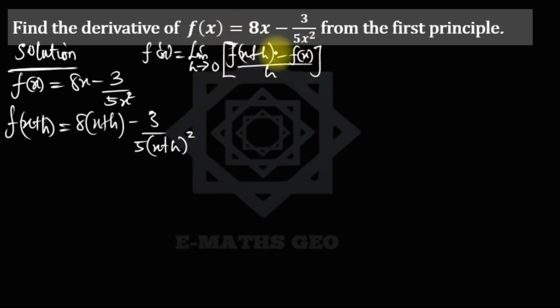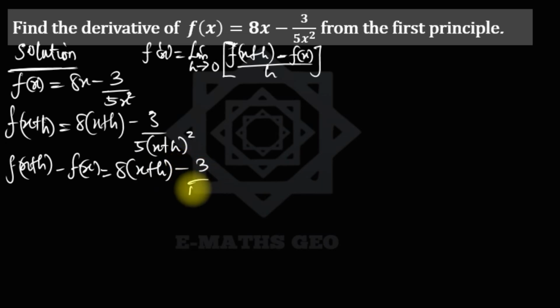In solving using the first principle, we have 4 steps. You have to find the change, subtract the original function from the change, divide by h, and finally find the limit. So we've done the first part. The second part is to subtract the original function, which is 8 times x plus h minus 3 over 5 times x plus h all squared, minus 8x minus 3 over 5x squared.